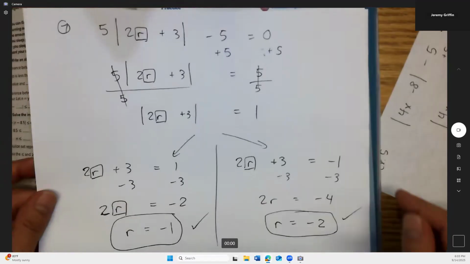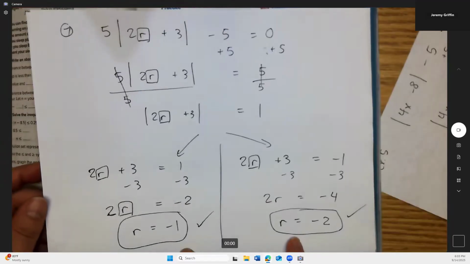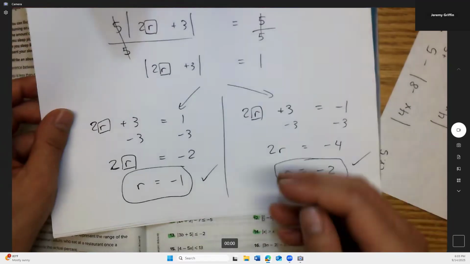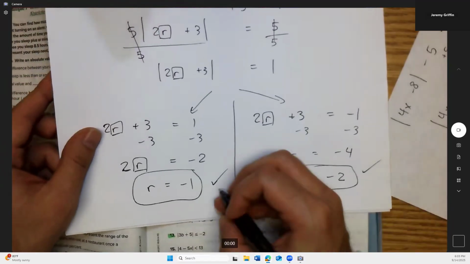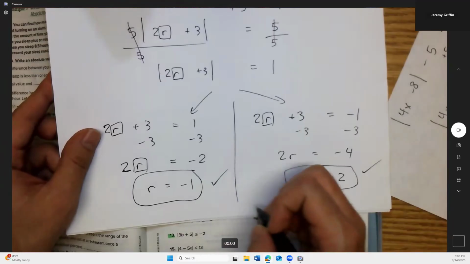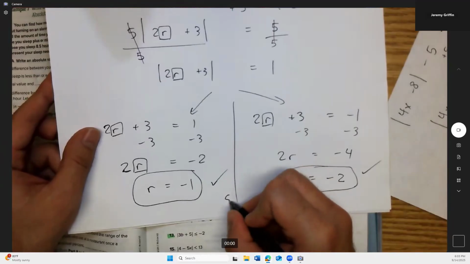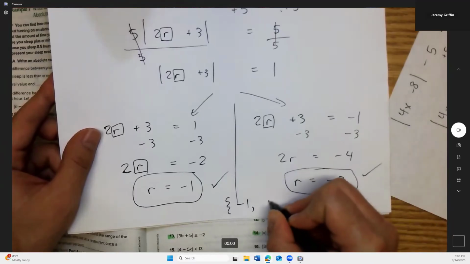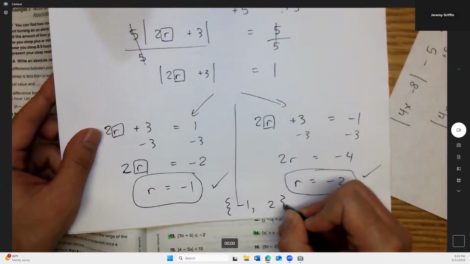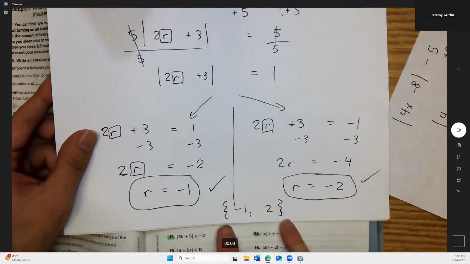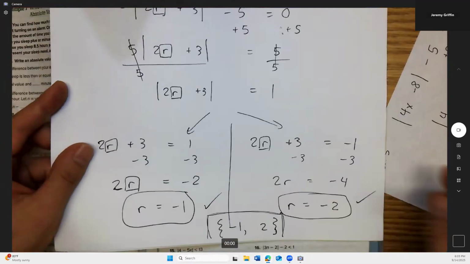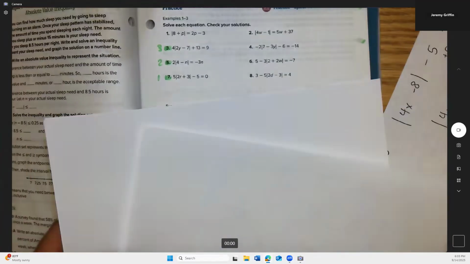I showed you guys earlier how to do set builder and interval notation. We've done a few of those, so you could also write them. Or I could write the solution like this: it could be negative 1 and negative 2 in curly brackets. Whenever we have curly brackets, that's a discrete solution. Okay.